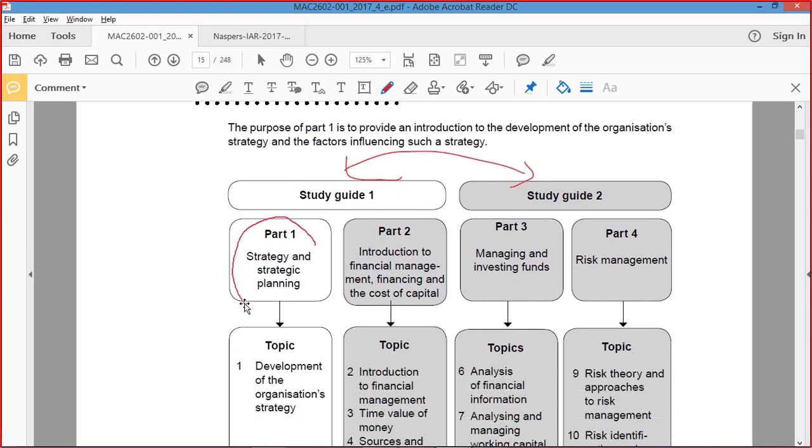So coming back to the notes here, you'll see they break study guide 1 and 2 into different parts. Number 1 is looking at strategy, strategic planning. 2 is looking at the introduction. This is more like your calculations. 3 is looking at the funding. So where do we get the finance?